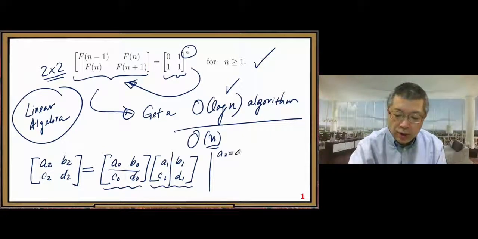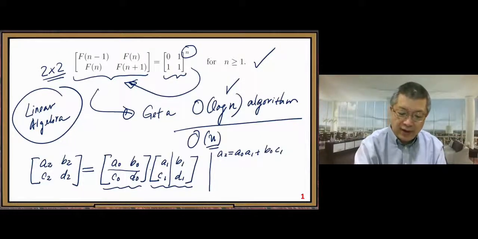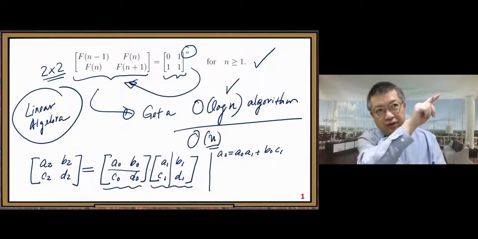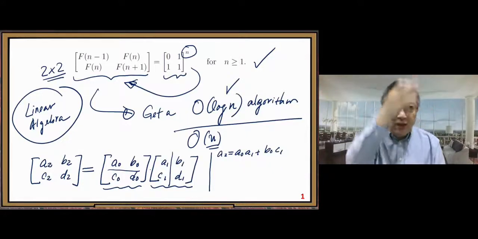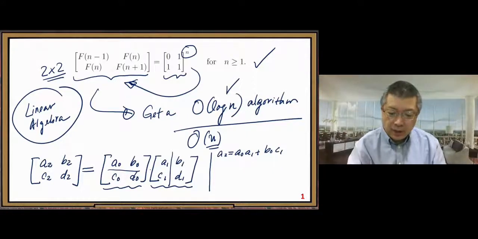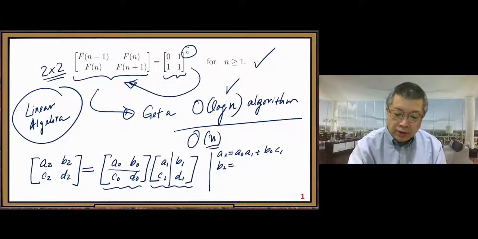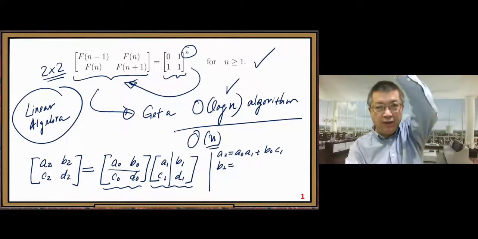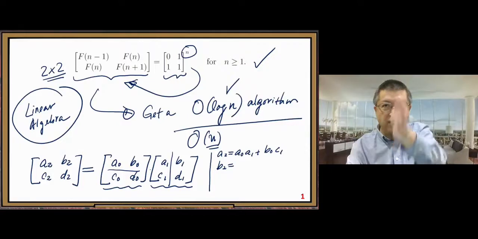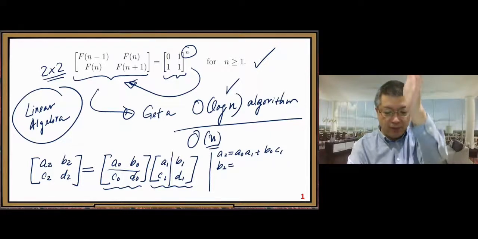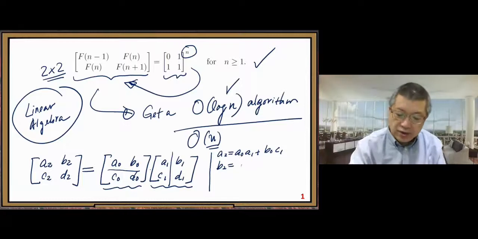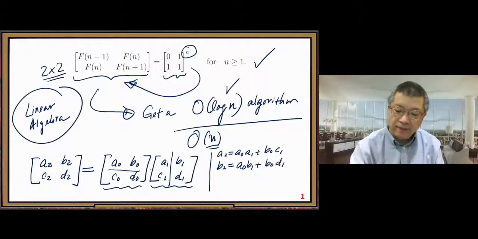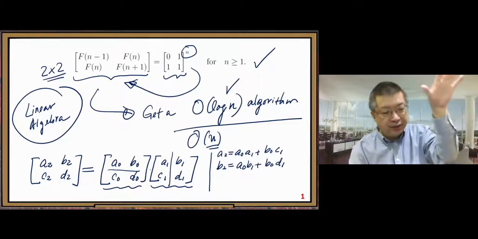The correct formula is: A2, this row multiplied by that column, corresponding entries multiplied and added together. A2 equals A0 A1 plus B0 C1. For the first matrix we take row by row, and for the second matrix we take column by column. Then B2 is still the first row, but this time the entry-wise multiplication, added together, which we sometimes call the inner product, is with the second column. So B2 equals A0 B1 plus B0 D1. That's the first row, A2 and B2.